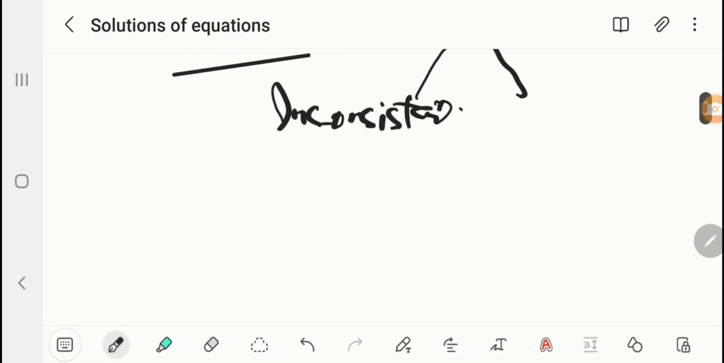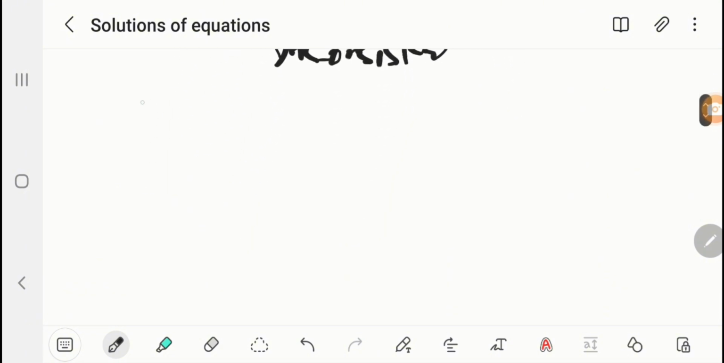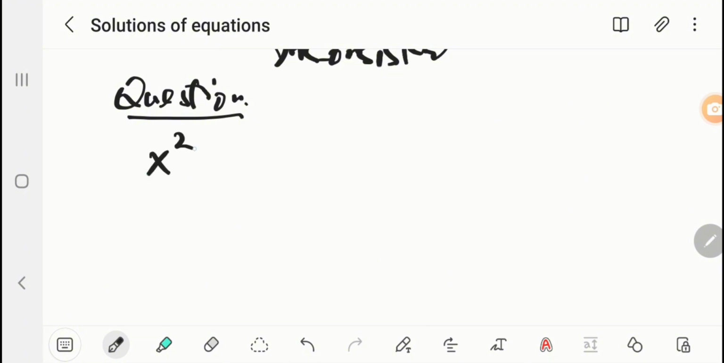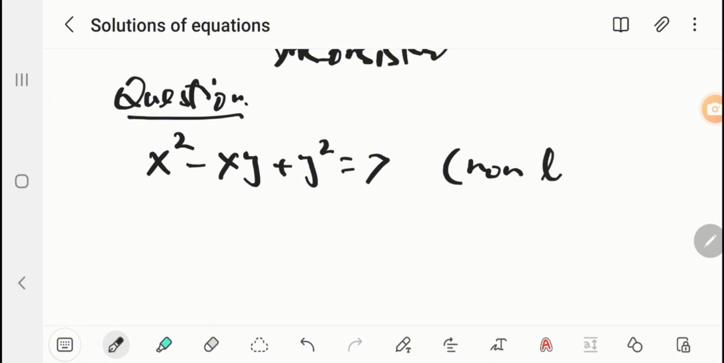Now, if you have a question, we have one non-linear equation which is x squared minus xy plus y squared is equal to 7. Non-linear, its graph will not be a straight line. The other is linear, 2x minus y is equal to 5. It is a linear equation and its graph will be a straight line.